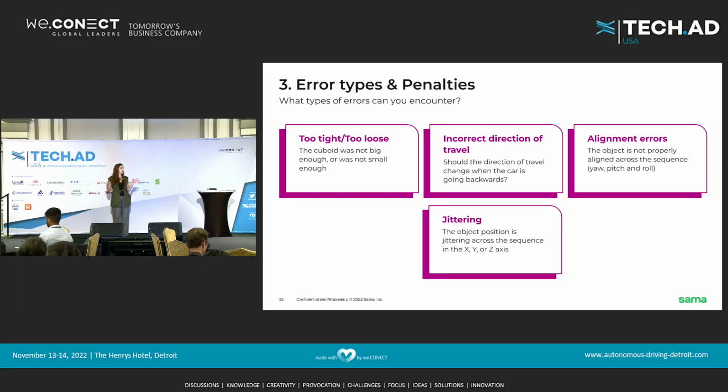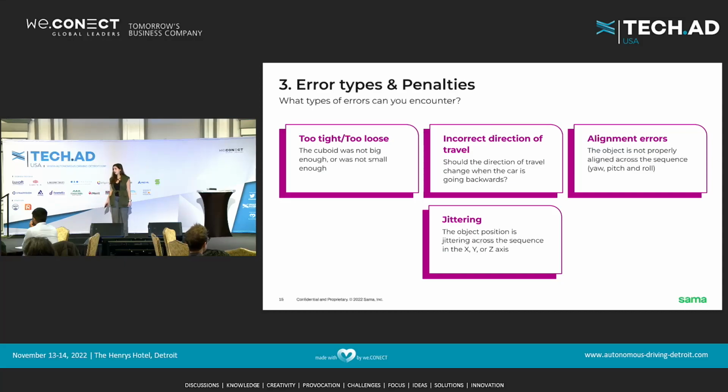Too tight, too loose. So if the cuboid is too tight or too loose, depending on your quality requirements, remember the errors that I was telling you about sensor accuracy. Sometimes you don't need them to be perfectly fitted, and also depending on your use case. Are you building a model at the beginning, or are you just validating that your things are working properly? Or are you using LiDAR to annotate radar, right? You want to use LiDAR to have a reference, but then you have the radar data that is not necessarily that perfect, so you might not need that much fitness in a cuboid. Incorrect direction of travel.